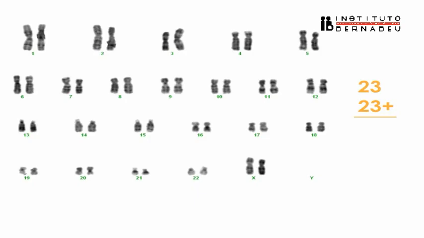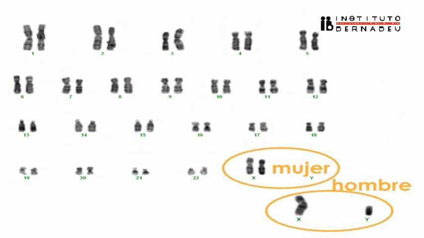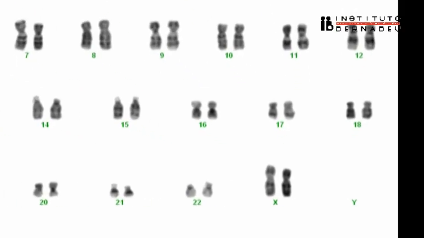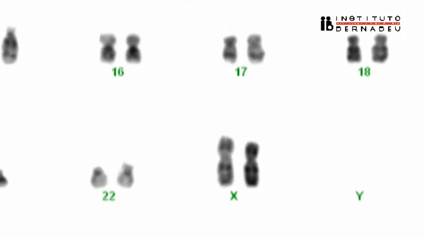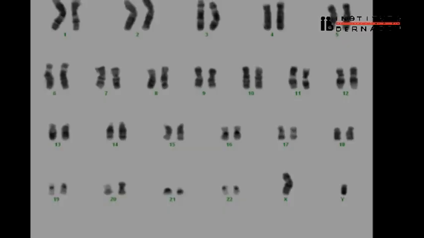These 23 pairs are arranged in 22 pairs called autosomes and a pair of sex chromosomes, X and Y, which differentiates the sexes. Women have 2 X chromosomes, whereas men have 1 X and 1 Y chromosome.